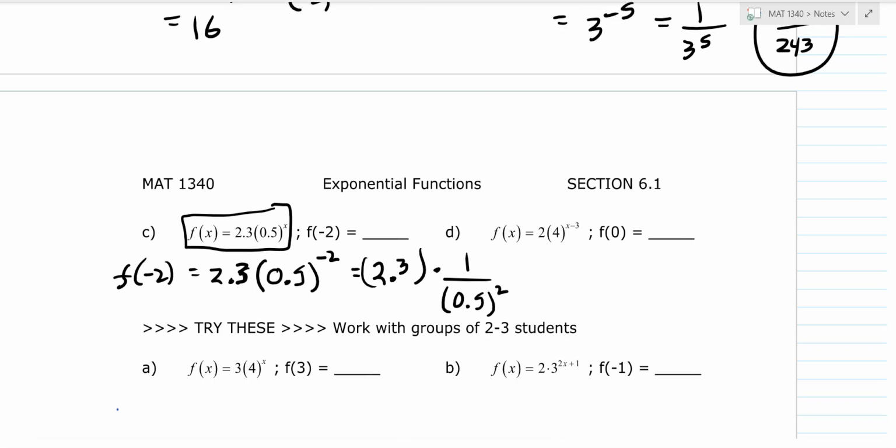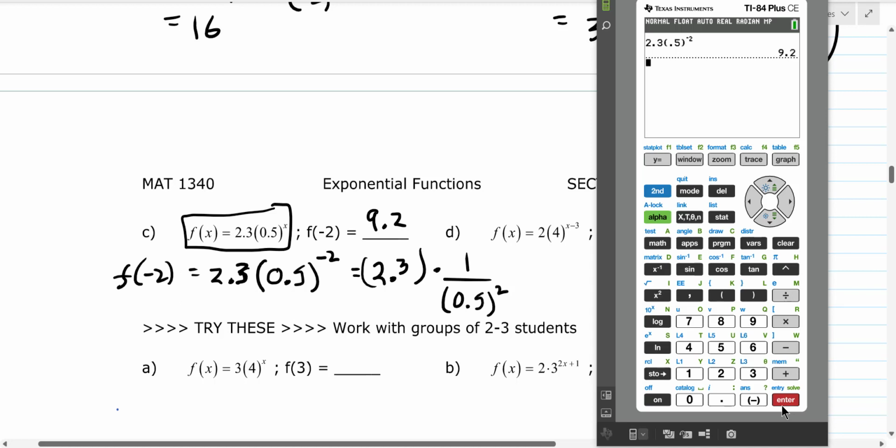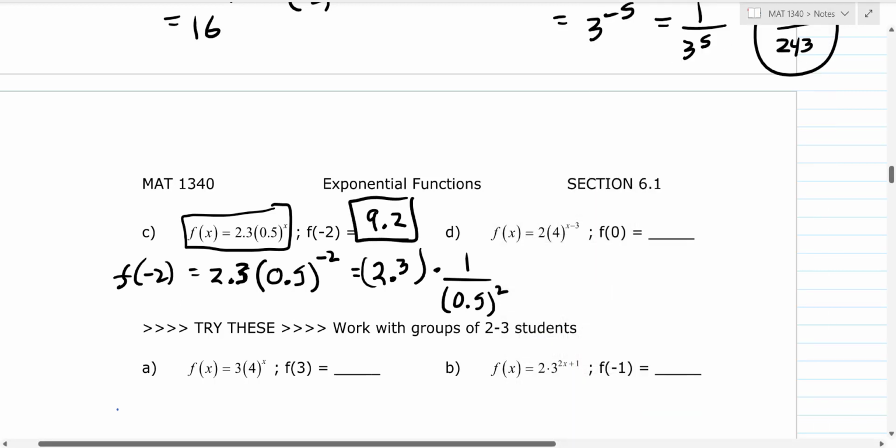Now I'm just going to put this in your calculator. And you can go back to the beginning. It's just 2.3 parentheses 0.5 raised to the -2 power. Just put it in like that, and then we'll just take the decimal answer on this, okay? So in that case, that's 9.2. And that's okay. You just want to try to do some of these by hand.